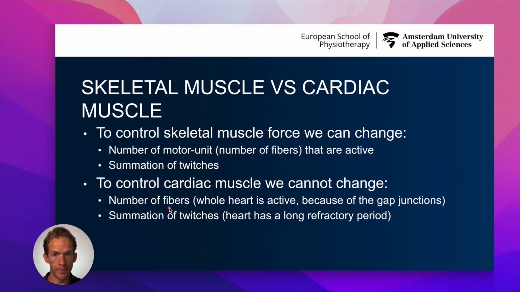So through the gap junctions, remember, the electrical signal could be transferred from one cell to the other. So it's not possible to recruit more cardiac muscle cells because they are all active already. And also the summation of twitches is not a way to increase force output. That's simply because you don't want a tetanic contraction, because that would mean that the cardiac muscle cell would be contracted constantly, and that would not allow the relaxation and the filling of the heart, so that would completely eliminate the pumping function of the heart. So both mechanisms that are present in skeletal muscle cells are not present or possible in cardiac muscle cells. So what's left?